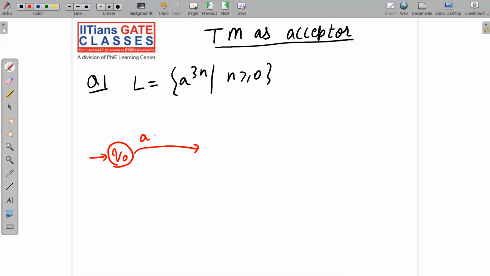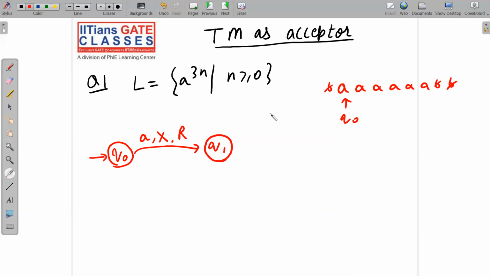So what will you say? A is read from the tape, then it will make it X, and it will move either left or right. I will say that it will move right, and the state will become Q1. If you are not able to understand, let me take one simple example. Let me take 6 A's. Initially the read-write head will be here and the state will be Q0. On Q0, A is read, and the rest are blanks.